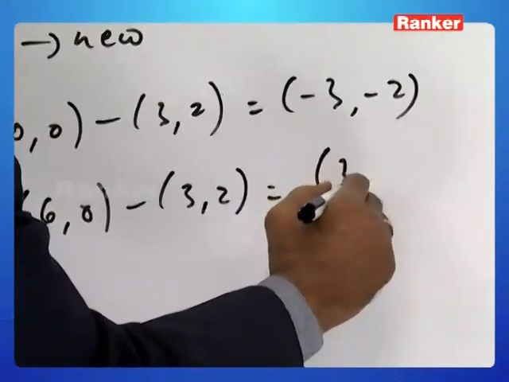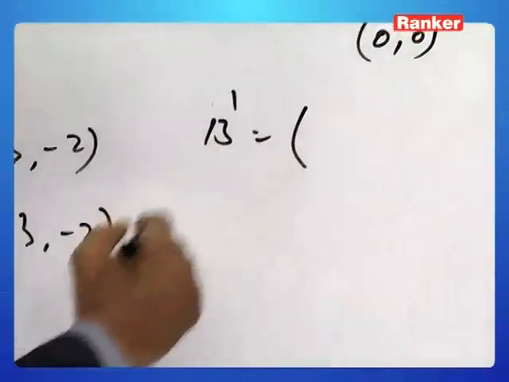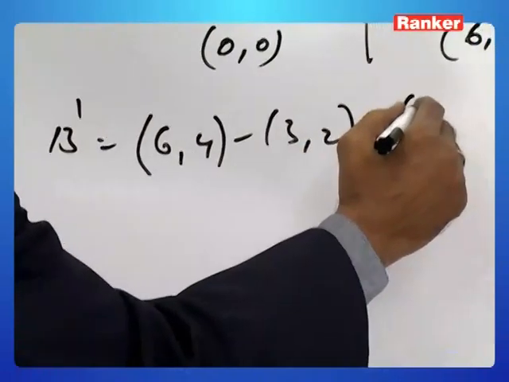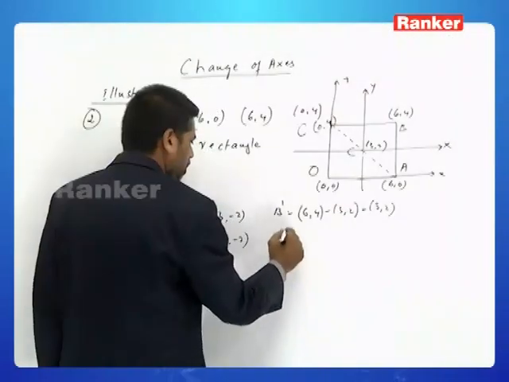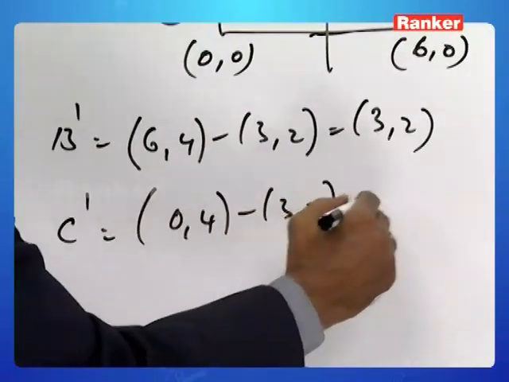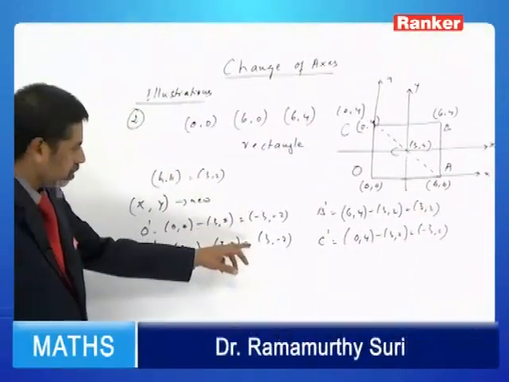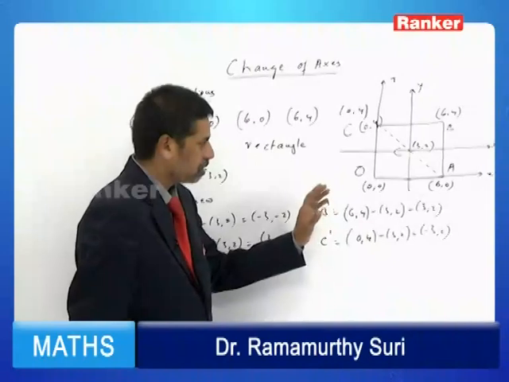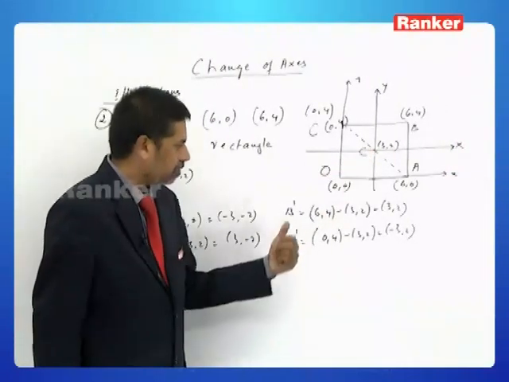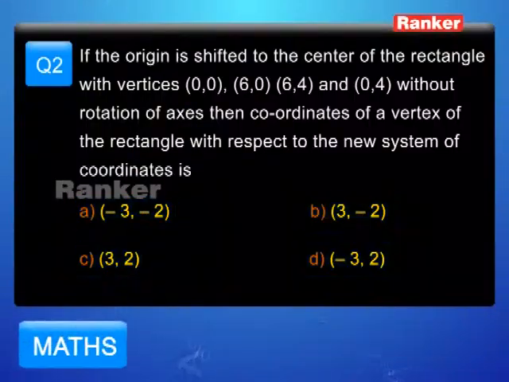This will be 3 comma minus 2. Then we'll have B dash is equal to 6 comma 4 minus 3 comma 2, which is 3 comma 2. C dash is 0 comma 4 minus 3 comma 2, which is minus 3 comma 2. So these are the vertices of the corners of the rectangle as seen from the center of the rectangle, and you will find that all these 4 options are there in the list. Therefore all the options are valid.